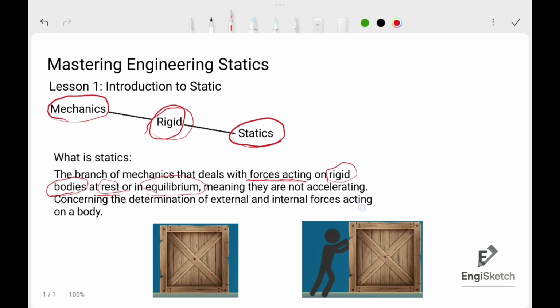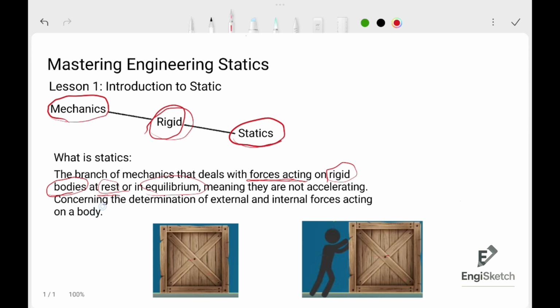When there is acceleration, it's dynamics. It's not statics anymore. When there is no acceleration, it's statics. But that also means the body may be moving, but at a constant velocity, so it's statics. When there is no constant velocity, when there's acceleration, then it's dynamics, not statics anymore. So as we see here, the difference: this body is only standing at rest. This body is standing, but someone is pushing it with a constant velocity.